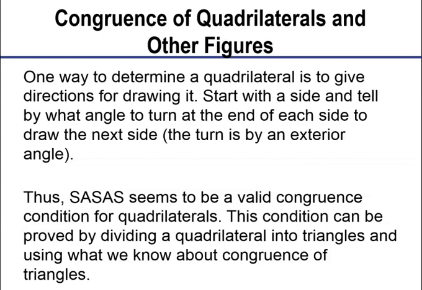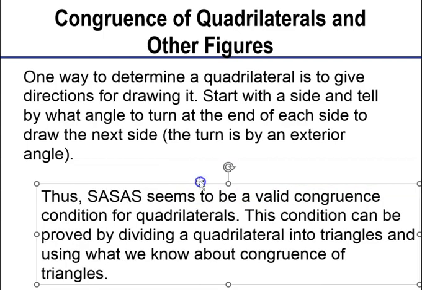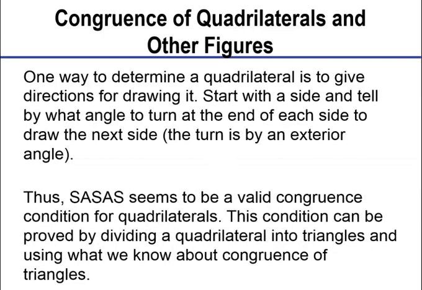It says start with a side and tell by what angle to turn at the end of each side to draw the next side. So I'm going to try to do a rough one here, again with a squiggly screen. It's kind of hard. But we draw a line. Let's get my pen working. Let's try it again. So I'm going to draw a line. Now it says start with a side and tell by what angle to turn at the end of each side to draw the next side.